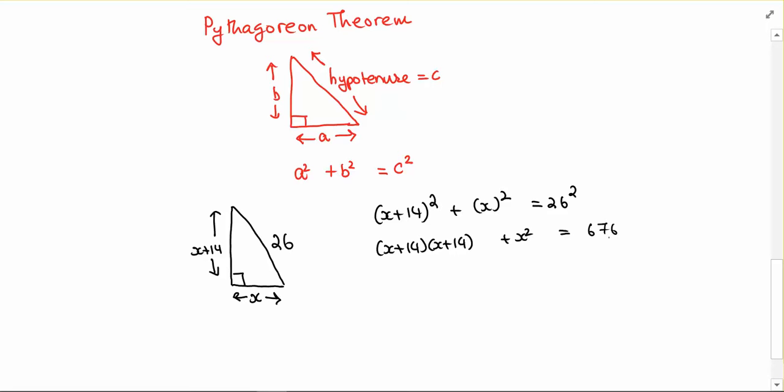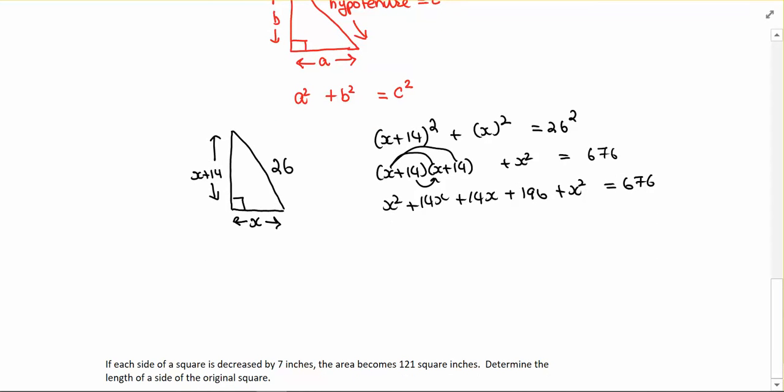So 26 times 26, 676. And so let's go ahead and distribute here. I'm going to get x squared plus 14x plus another 14x plus 14 times 14, 196 I believe. 14 times 14, yep, 196. And then don't forget that last x squared equals 676. So let's combine like terms: 2x squared plus 28x plus 196 is equal to 676.